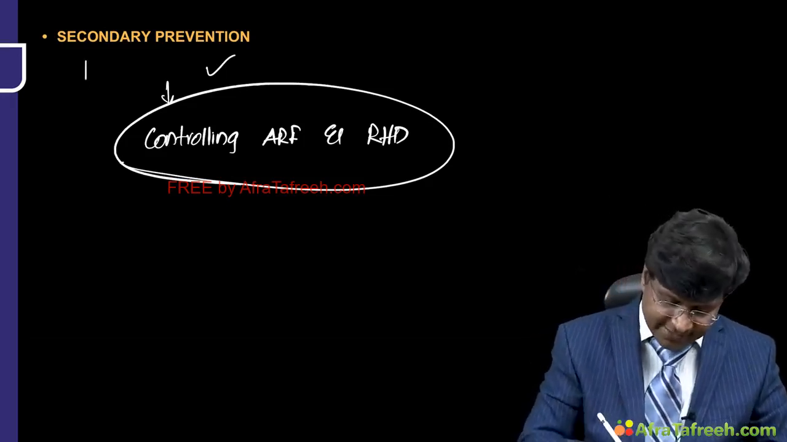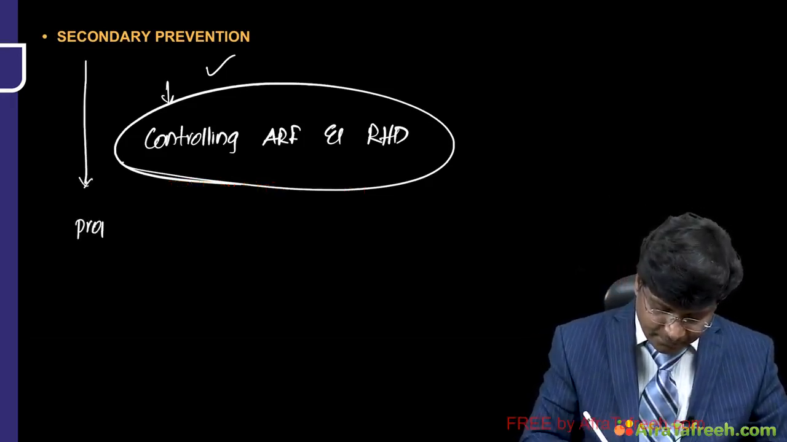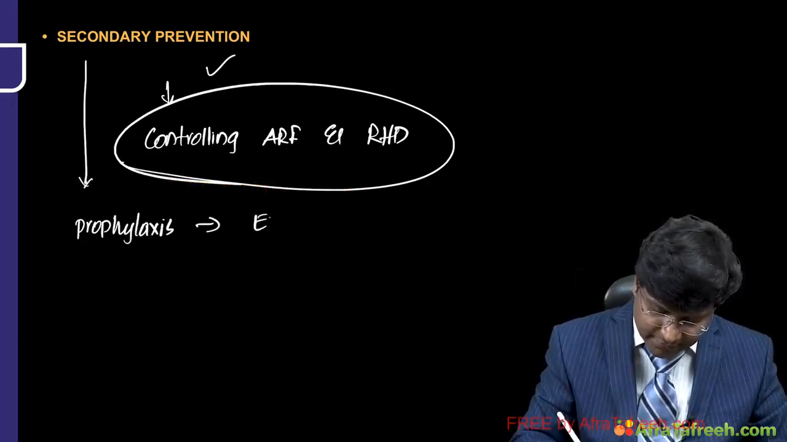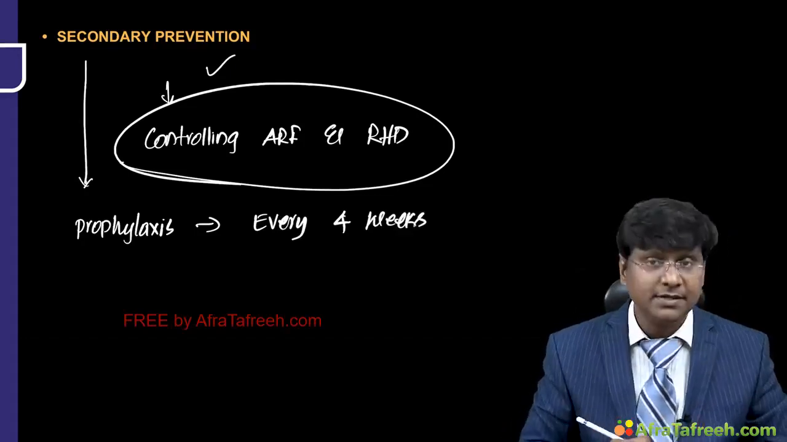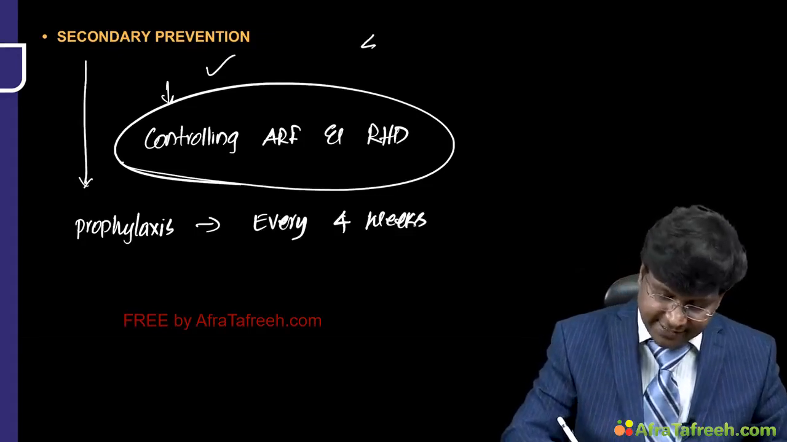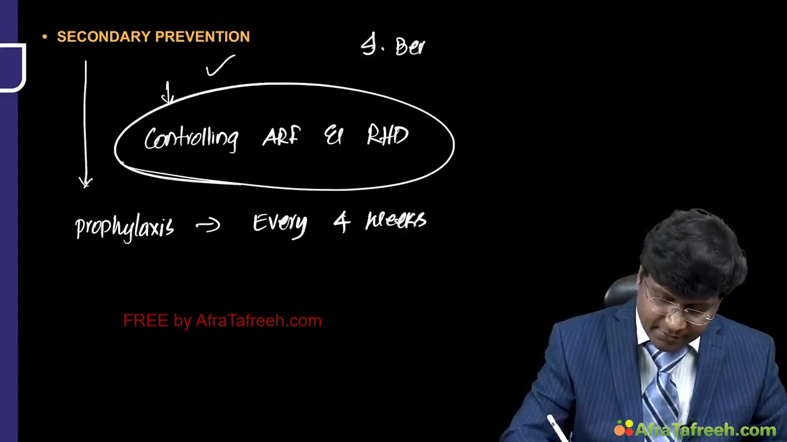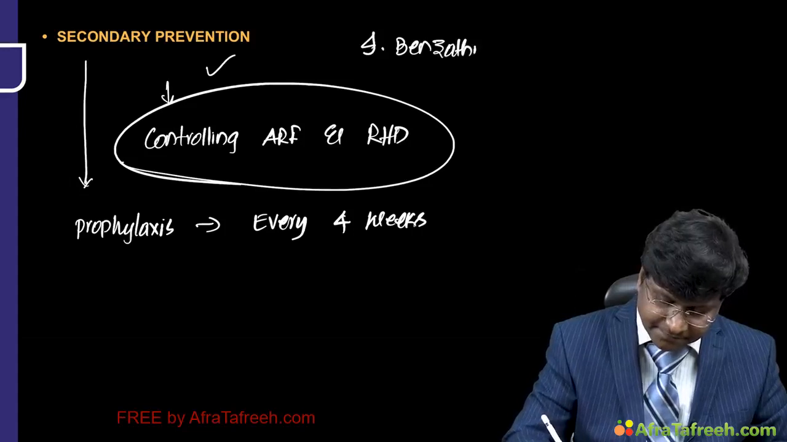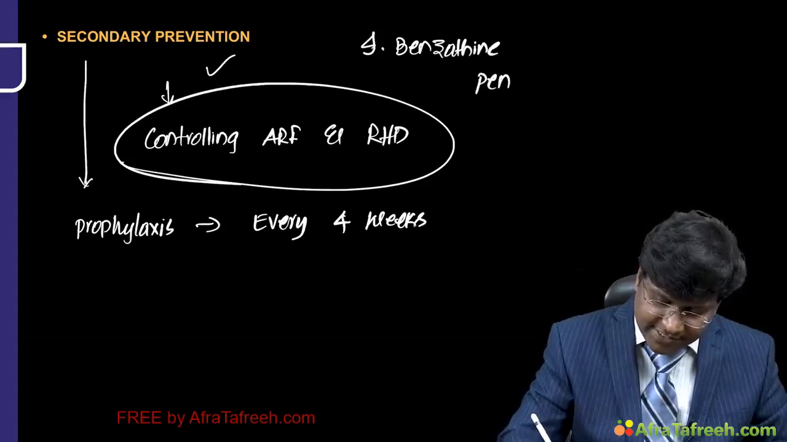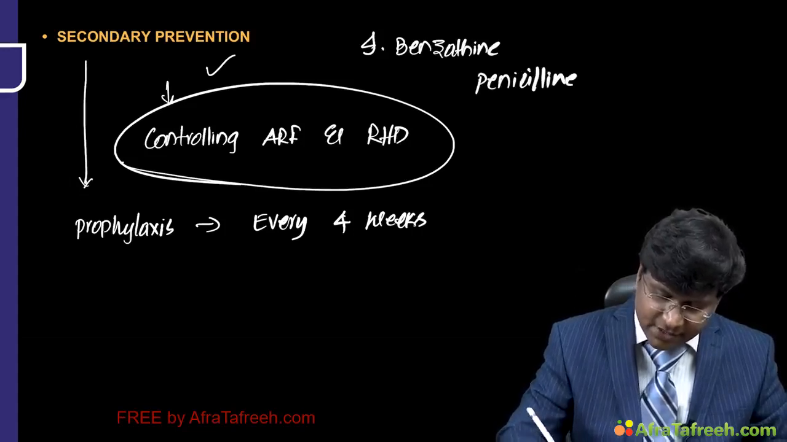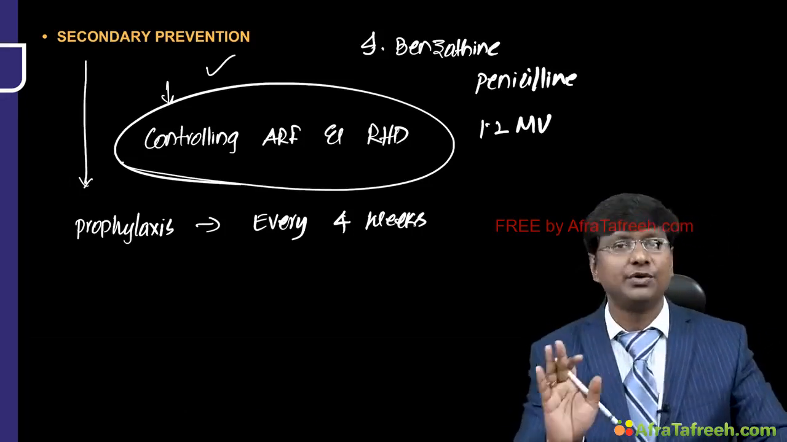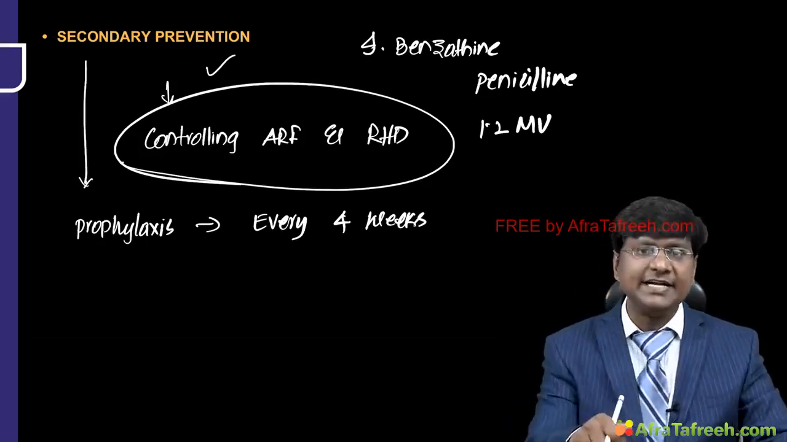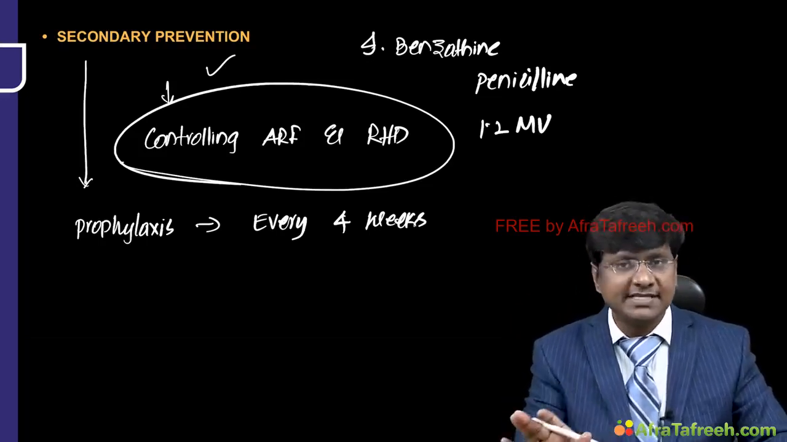Now, the prophylaxis, whatever you are giving, it should be given every 4 weeks. Okay. What is that prophylaxis you are giving? That is injection benzathine penicillin. The dosage is same, whatever we have discussed. That is 1.2 million units in individuals with weight more than or equal to 27 kgs. If less than 27 kgs, then you need to give 6 lakh units.